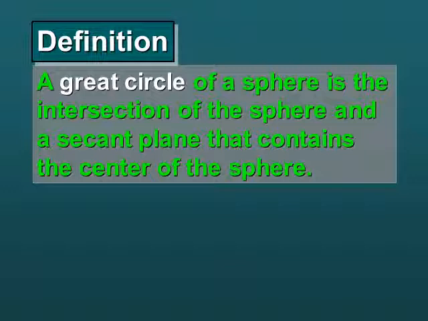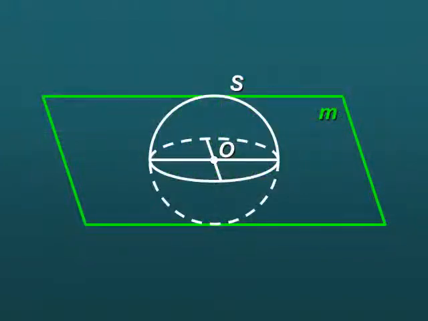A great circle of a sphere is the intersection of the sphere and a secant plane that contains the center of the sphere. The reason why it's called a great circle is because if you go through the center of a sphere, it's the largest circle that you can make. Much like the diameter of a circle is the largest chord in a circle, the secant plane that goes through the center of a sphere gives the largest circle that you can make. So again, that's why it's called the great circle.